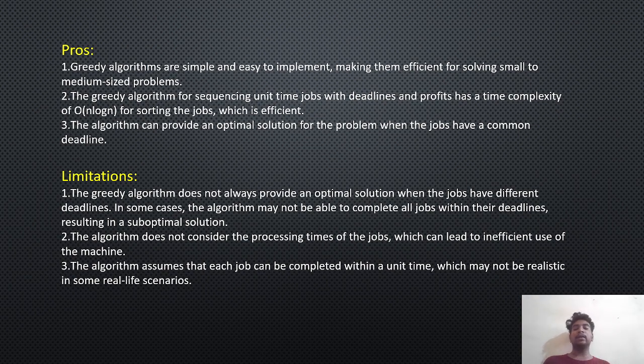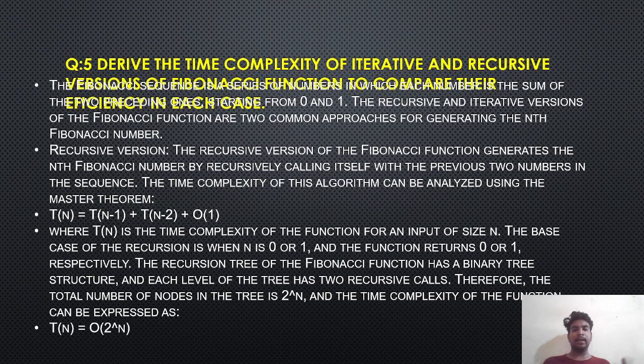Limitations of the greedy algorithm are that it does not always provide an optimal solution. The algorithm does not consider the processing time of the jobs. The algorithm assumes that each job can be completed within a unit time, which may not be realistic in some real life scenarios. Now, question number five: derive the time complexity of the iterative and recursive versions of the Fibonacci function to compare their efficiency in each case.